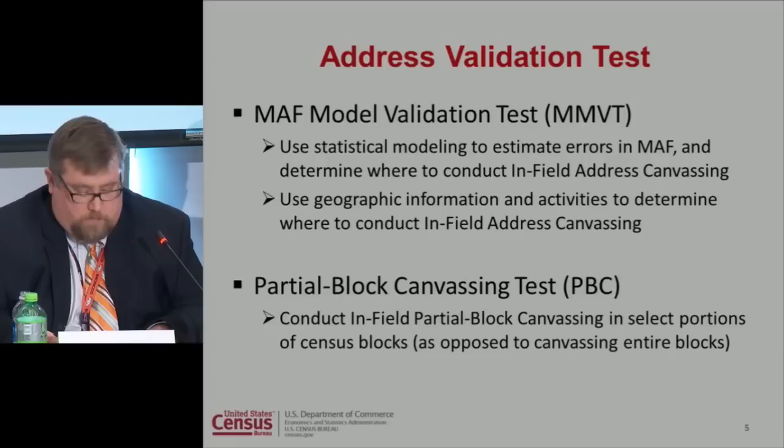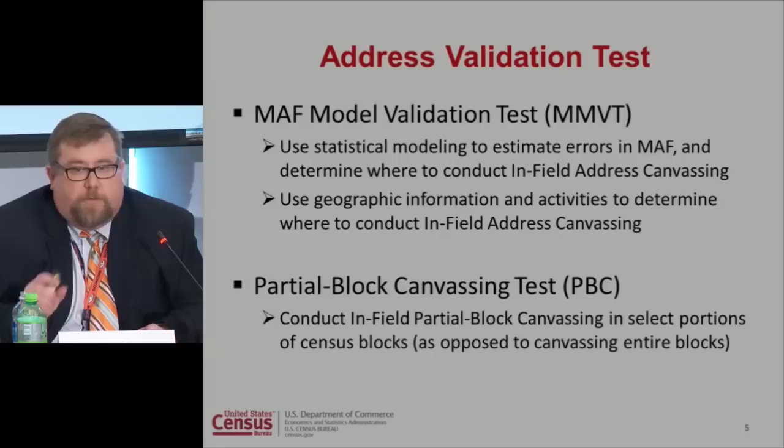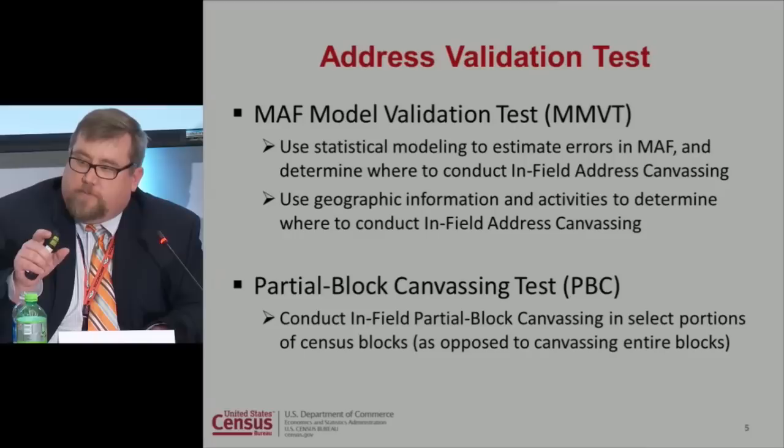The partial block canvas test is a proof of concept of an alternative approach to canvassing, which uses these geographic review activities to identify portions of blocks that are undergoing change and then go out there and just list or capture that change that was identified via the geographic activities.